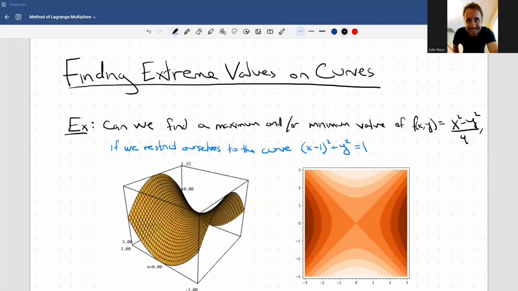Now, the example that we'll be working on throughout this video is the following. Can we find a maximum and/or minimum value, so an extreme value, of the function f of xy equals x squared minus y squared divided by 4 if we restrict ourselves to a given curve that is written here in blue? Now, before I get to the curve, let's just think about the function f of xy equals x squared minus y squared over 4.